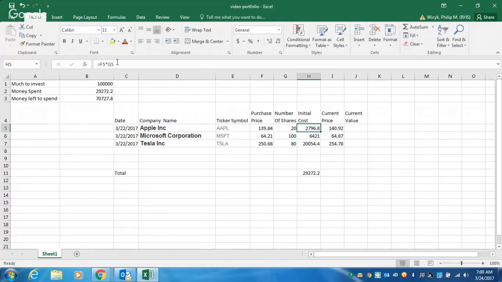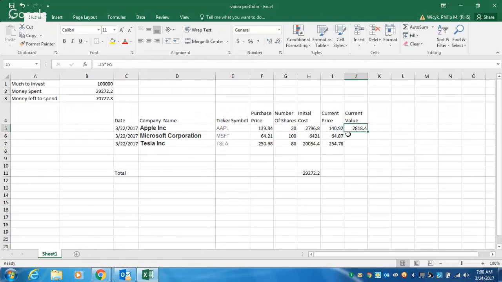So it's basically going to be the exact same function and formula as it was for the initial cost, except in this case, you're going to use the current price. So you're going to hit the equal sign, and we're going to use cell referencing. Again, we're not putting in numbers. We're going to be using whatever's in the cell to find out this answer. So we're going to click current price, multiply it by the number of shares, and hit enter.